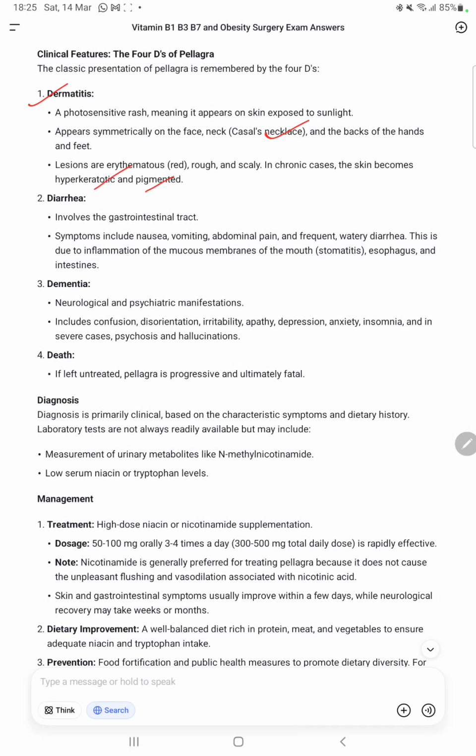Then diarrhea: it involves the GI tract, which leads to nausea, vomiting, abdominal pain, and inflammation of the mucous membranes of the mouth leading to stomatitis.